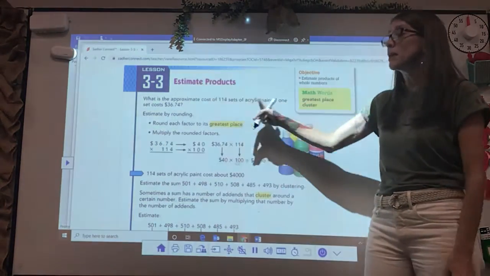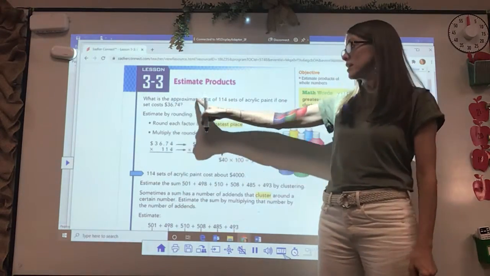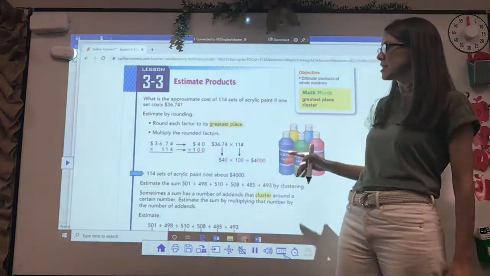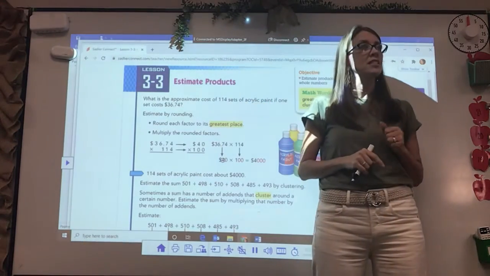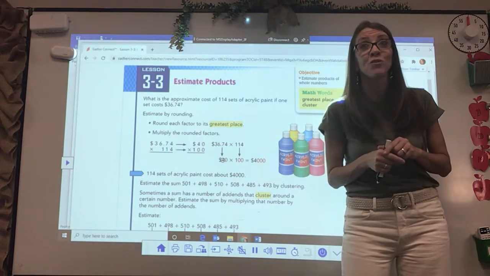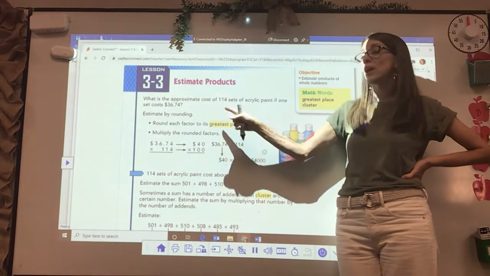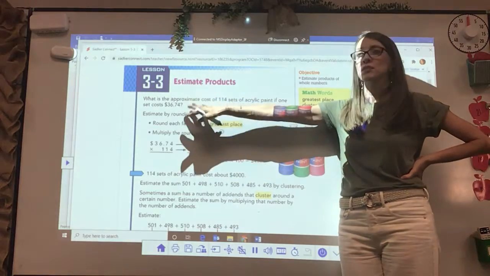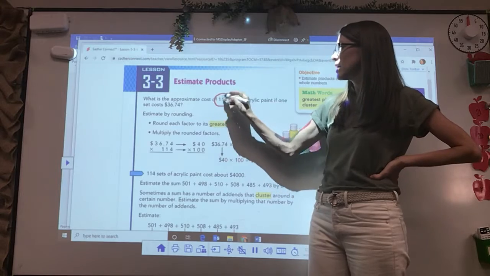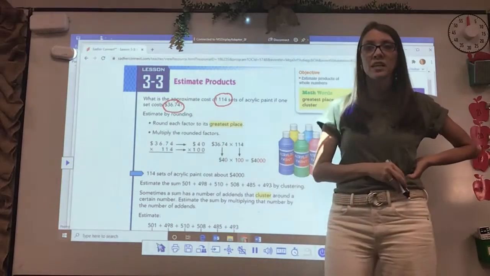Okay, everybody should be able to tell me, in your head right now, think what is the math sentence for this problem? What is the approximate cost? Well, let's take that away. What if it just said, what is the cost of 114 sets of acrylic paint if one set costs $36.74? If you were actually figuring it out, what would it be? Only one person knows. Look up here. I'm going to wait for some more people. What is the cost? Skip the approximating. Skip the estimating. What is the cost of 114 sets of acrylic paint if one set costs $36.74?